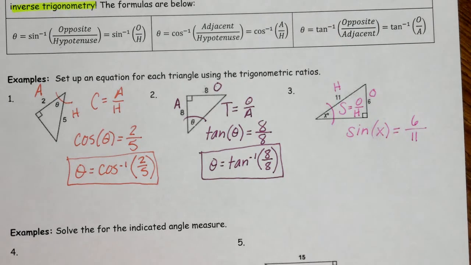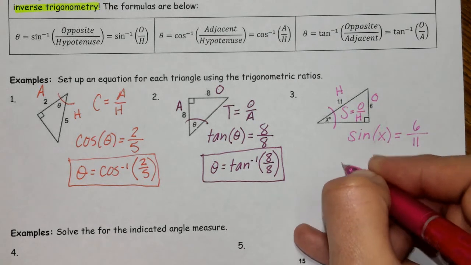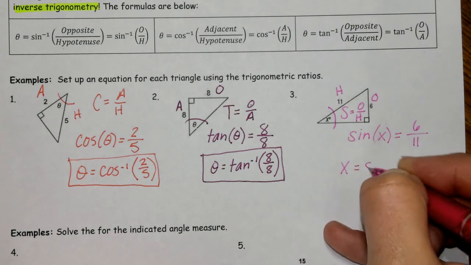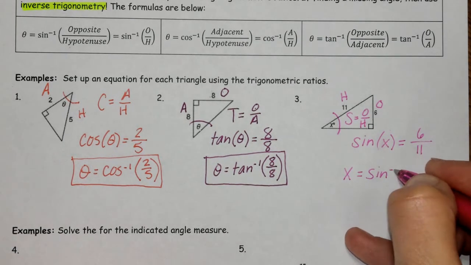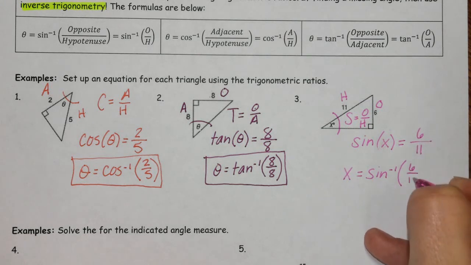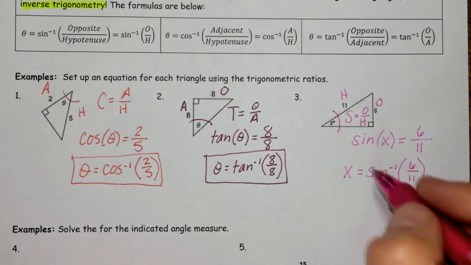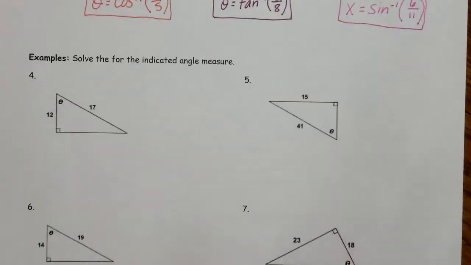So just like with the cosine and tangent we just did, let's move that sine to the other side so x is by itself. We move that sine. What's important? Everybody shout it now. You got it, that -1 exponent. And in parentheses, just copy that fraction down, 6 over 11. And there is our equation. Now solving, my favorite.